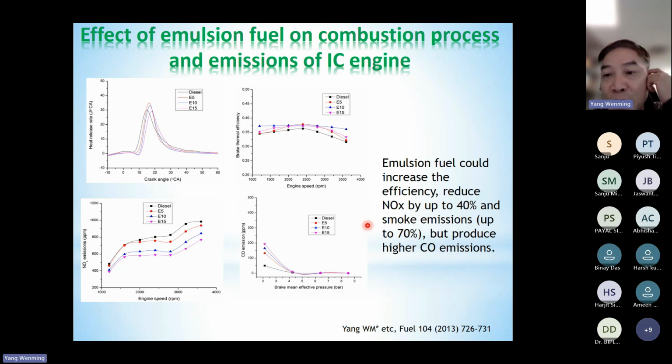Okay, and we also measured the smoke emissions. I didn't show the figure here, but we have done another test. The smoke emissions can be reduced by up to 70%.